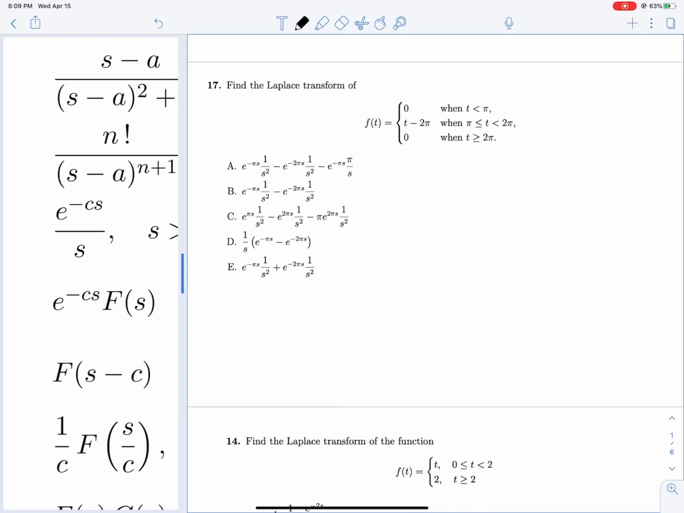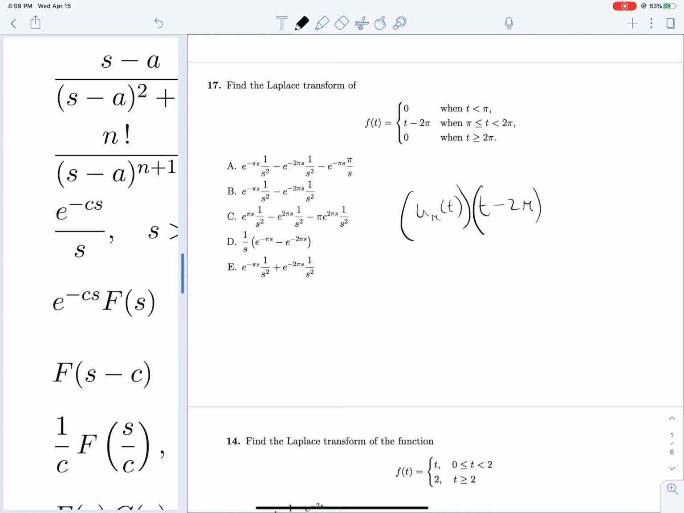So how can we set this one up? Well, if we have 1 minus u pi of t multiplied by t minus 2 pi, what will that do? So when t is less than pi, this will evaluate, nope, sorry, did that slightly wrong.